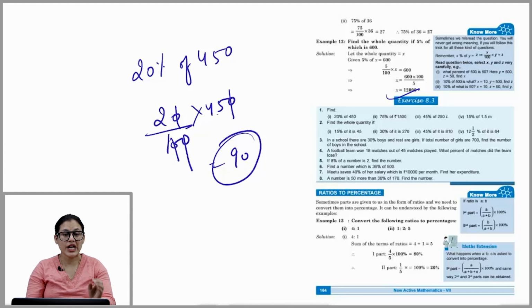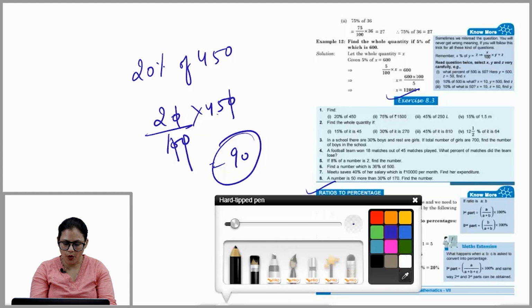Okay. Now ratios to percent. Sometimes parts are given to us in the form of ratios and we need to convert them into percentage. It can be understood by the following examples. Example 13, convert the following ratios to percentage. Okay, so the ratio is 4:1.